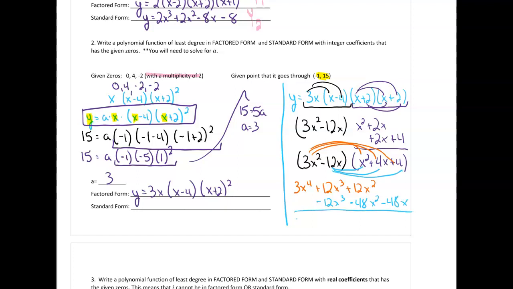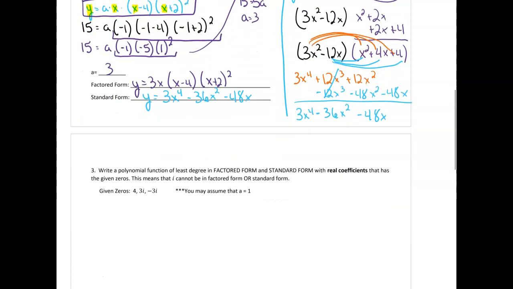And so what will happen is the 3x to the 4th drops down. These will cancel out. The 12x squared with the negative 48x squared gives me, what is that, 36? And then the minus 48x. And now I can write this in standard form, highest exponent, then the next, and then the next.